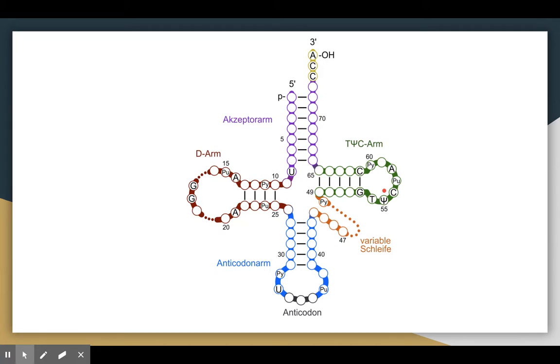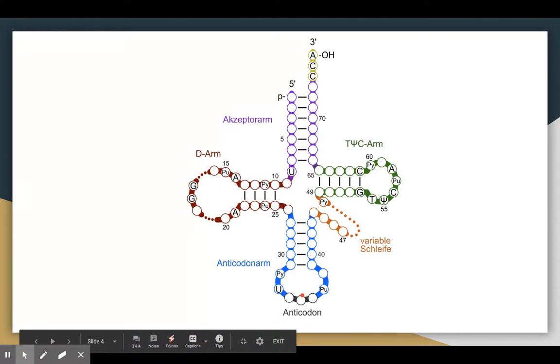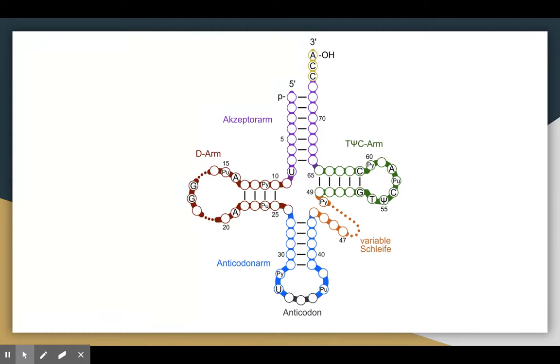Here's a cloverleaf model of tRNA. The mature tRNA has unusual modified bases. At the top is where the amino acid is attached. At the bottom is the stem loop structure of the anticodon, which contains 3 complementary bases that will base pair with the mRNA in order to bring with it the appropriate amino acid, and then one of the bases in the anticodon also happens to be modified.